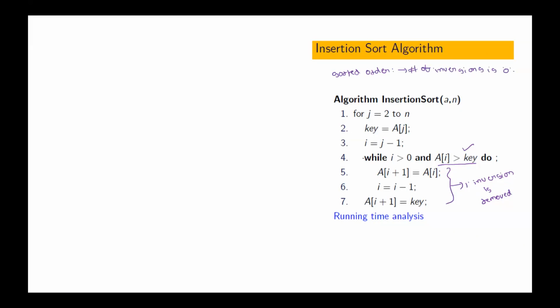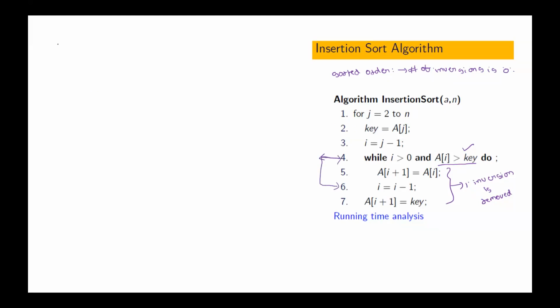Only inversions have a role in which step of this insertion sort algorithm? Which step is affected by the inversions? Only the fourth step. The other steps, first, second, third, have no relation with inversions, no matter how many times they are repeated. Even the seventh step has no relation. Only 4, 5, and 6. Is that correct?